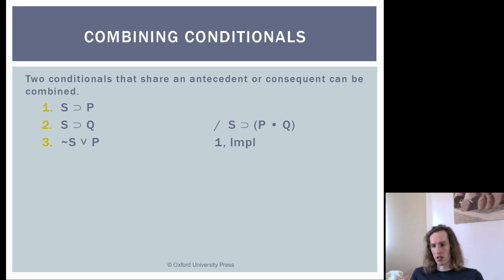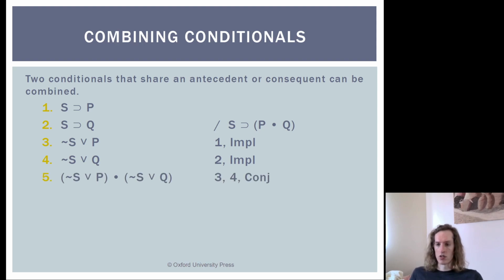First we'll use material implication to get not S or P. Then we'll do the same thing with line 2 to get not S or Q. Then we'll go ahead and use conjunction. We have not S or P and we have not S or Q, so it's true that we have not S or P and not S or Q. We can put that on a line together as a conjunction. So that'll be 3 and 4 conjunction.